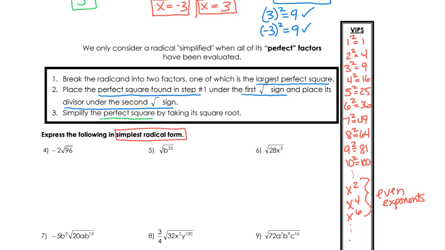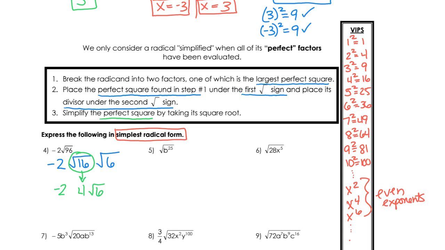So in number 4, we're going to go ahead and keep that negative 2 on the outside. We won't use it for a little bit. 96 isn't perfect, so we break it up into the largest perfect that goes into 96, and that number is 16. And it goes in 6 times. And there's no perfect that goes into 6 other than 1, and that's how I know that 16 here is the largest perfect. And the square root of 16 is 4. The square root of 6, which is the non-perfect, comes down.